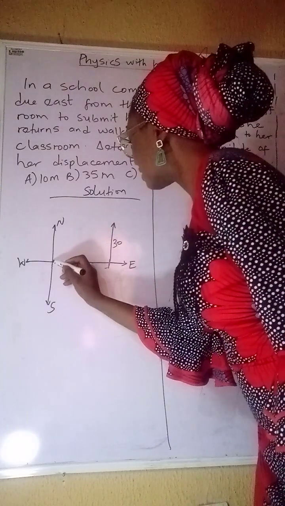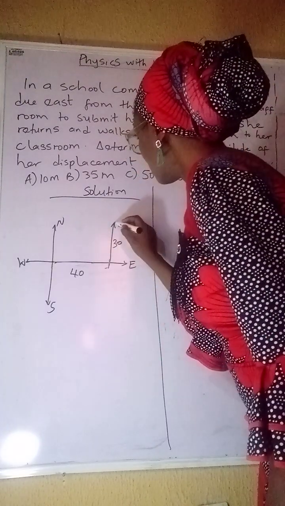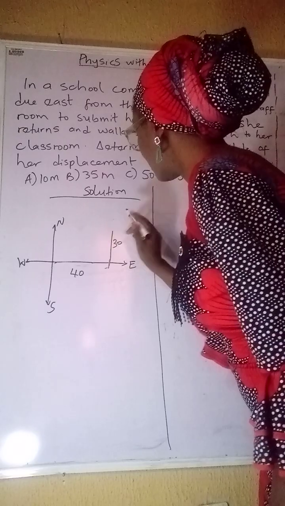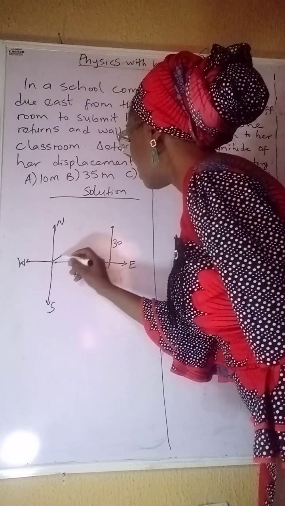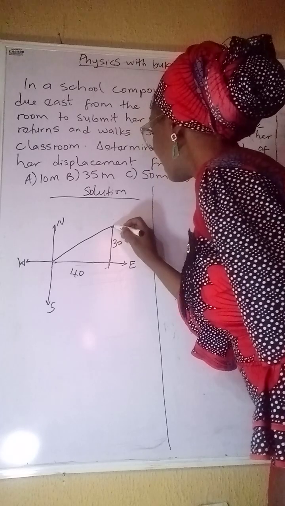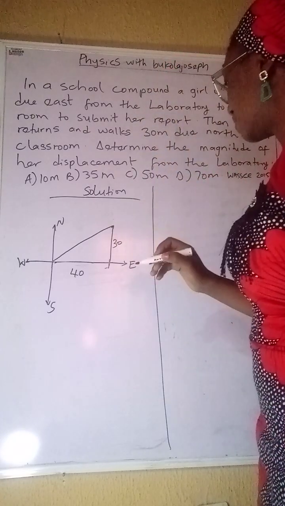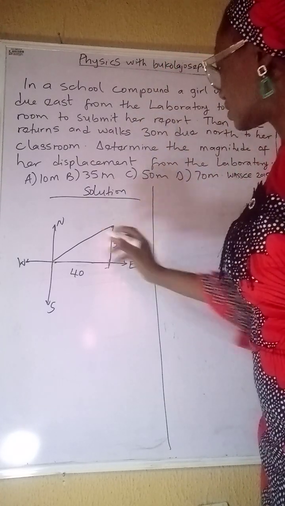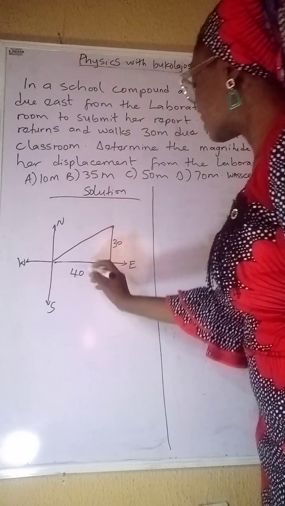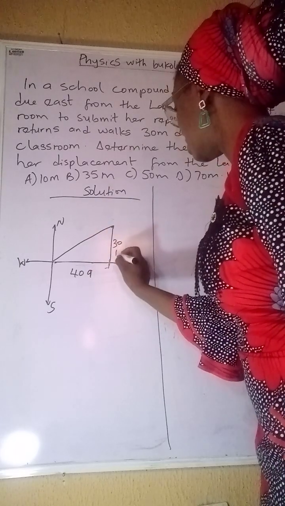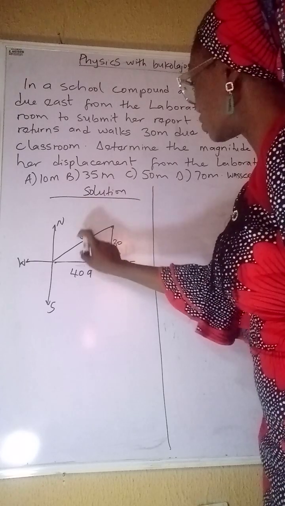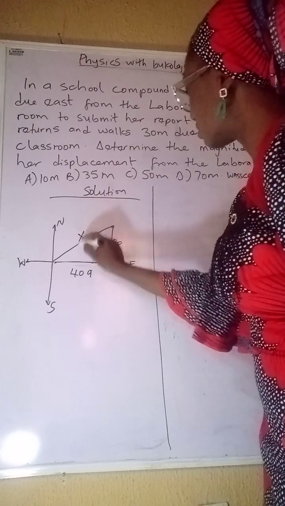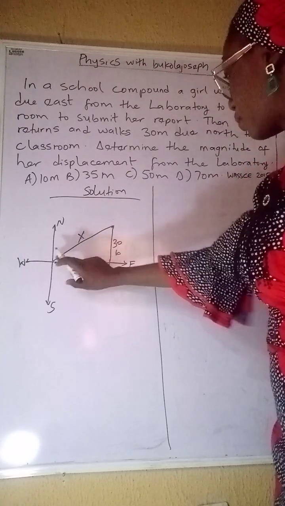So to find the displacement, it is going to be from this point to this point. So let me remove this arrow head. From this point to this point, a straight line. Yes, so this is what we are looking for. Let's say this is A, this is B, this is C. This is the displacement, usually denoted with X.